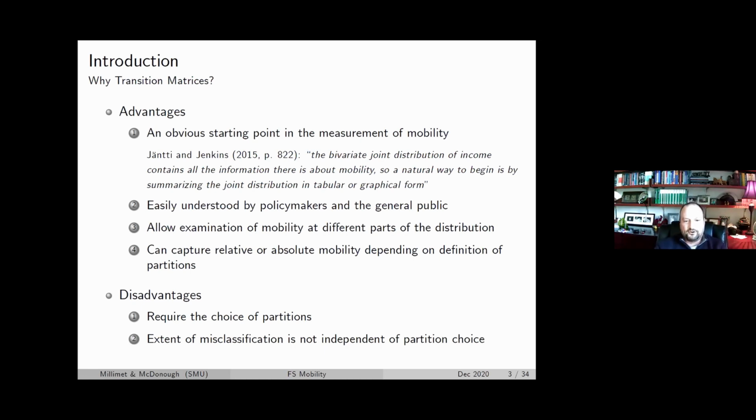But just that, like Essie was saying, starting with transition matrices is a good place to start, because we don't have to necessarily worry about aggregating. And they're also easily understood. So if we want to communicate the results, things like conditional staying probabilities are really easy to describe to policymakers. It allows us to look at mobility at different parts of the distribution. So it's not just, IGE is 0.5 and it is what it is.